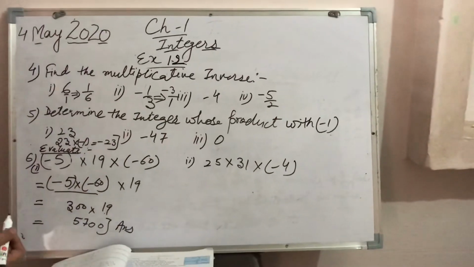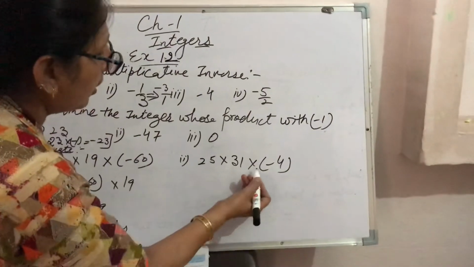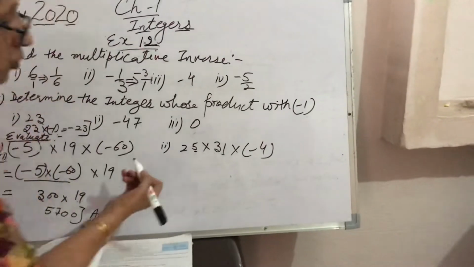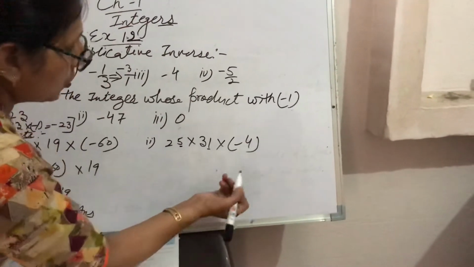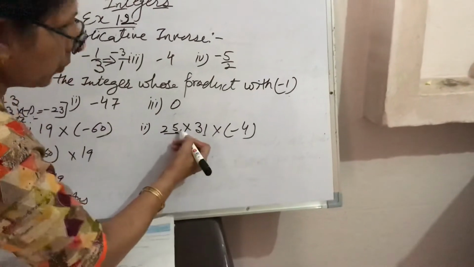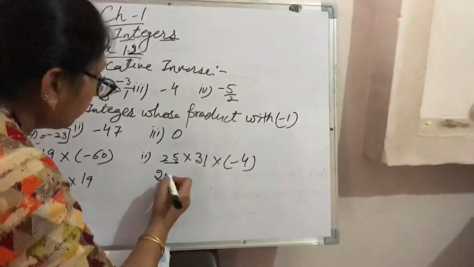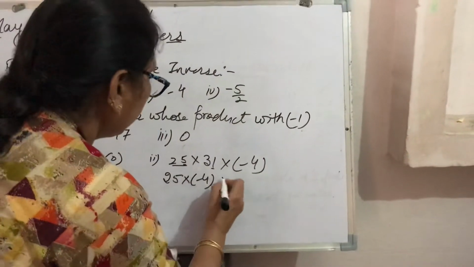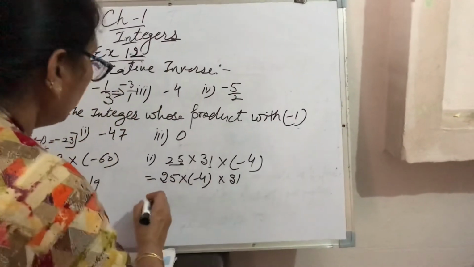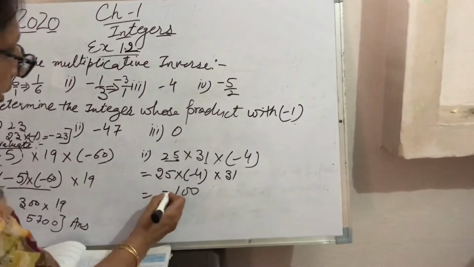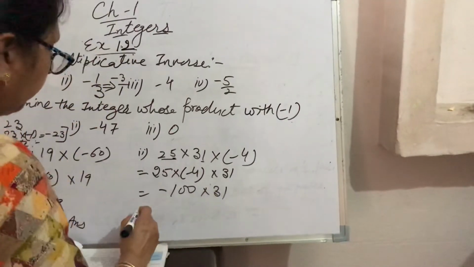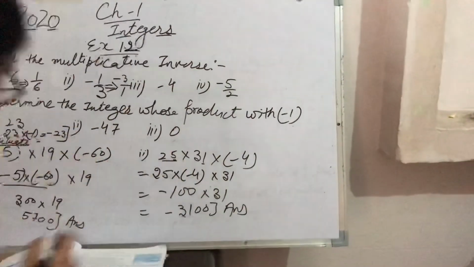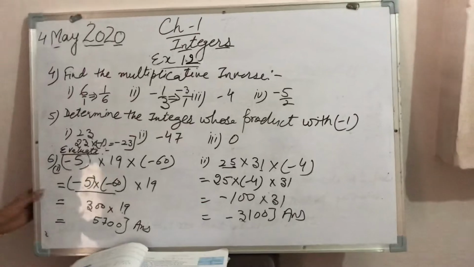Then the second part of the same question, 25 multiply 31 into 4. If we check the ending digits, 5 and 1, there is no 0, and 1 and 4, there is no 0, and 25 and 4, 5 4s are 20, there will be 0. So we will make the group of these two integers, multiply 31. So 25 4s are 100, negative sign, into 31, then minus 3100, this is the answer. The same way you can complete this part.